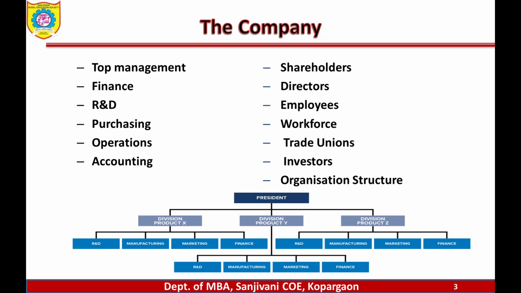The company includes top management, which includes the organization structure, president, vice president, CEO. Or if it is a big organization having various divisions, that also comes in. So board of trustees, directors, CEO, all these people come under top management. There are various departments in the company such as finance, marketing, HR, R&D, purchasing, operations, accounts. Again, shareholders, directors, employees, workforce, trade unions, investors, organization structure.